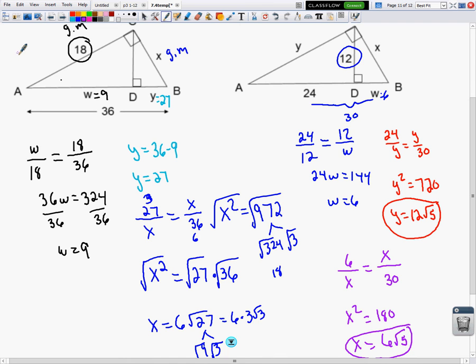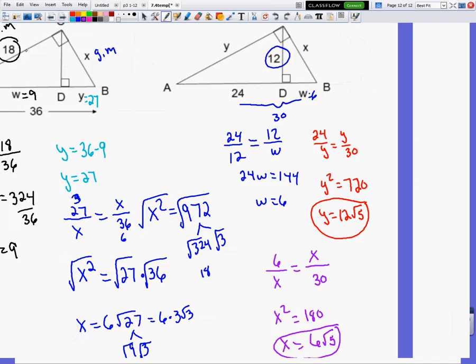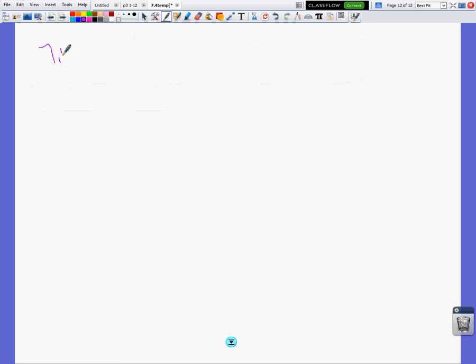So, your assignment today is out of the workbook, and it is 7.4, Form G, both sides.